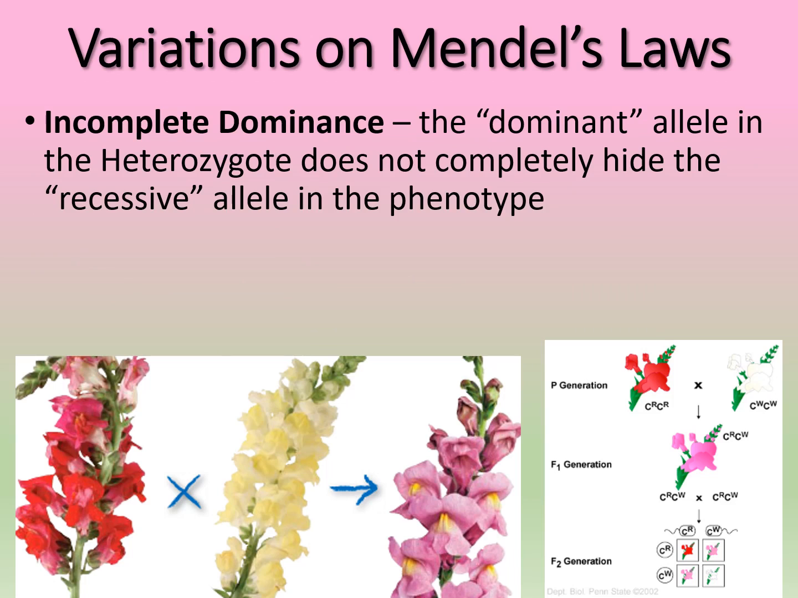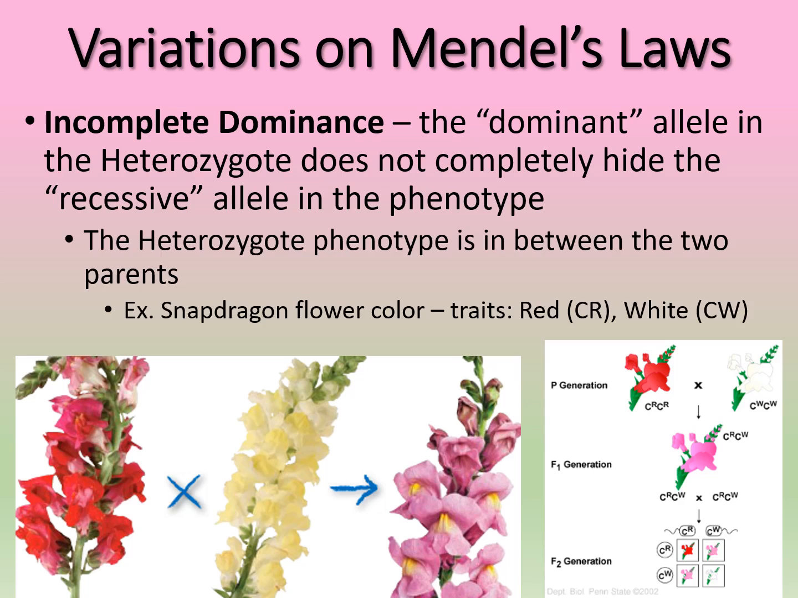So first, let's talk about incomplete dominance. So when we said that the dominant allele is always going to be expressed in the heterozygote, that's not always the case. Sometimes it does not completely hide that recessive allele in the phenotype. So this is our snapdragon example, where in our heterozygote, the phenotype is somewhere in between the parents. So if we have a red parent and a white parent, then we actually get a blend of the heterozygote.